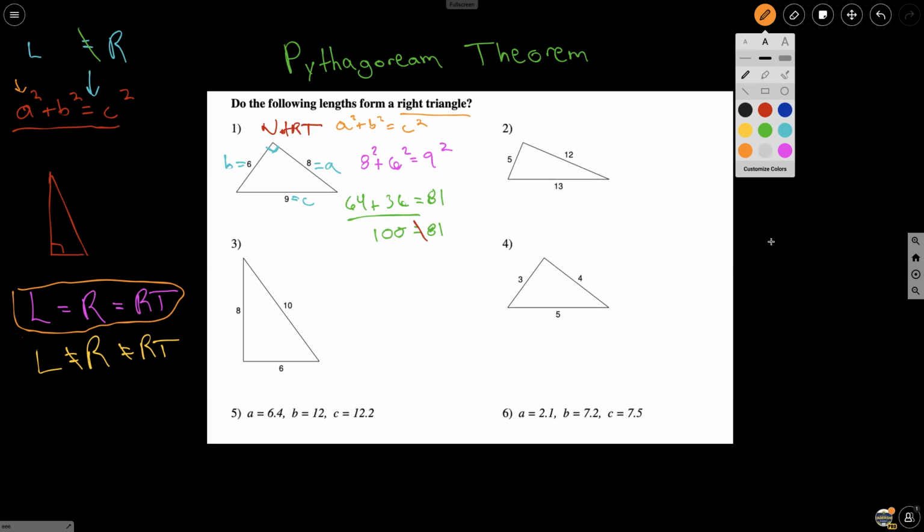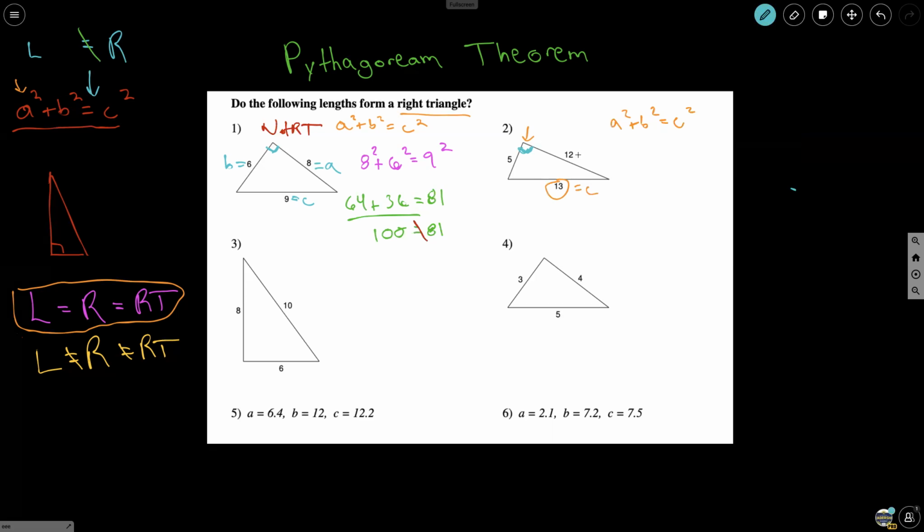Okay, so we do the next one. We have a squared plus b squared equals c squared. And then remember that, look for the L, okay? And then remember, if it's opposite of the L, which is this here, then whatever number is opposite of that is always going to be C, okay, or the hypotenuse. And then everything else, we have A, and then B.